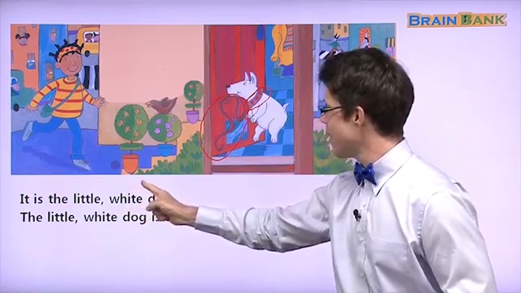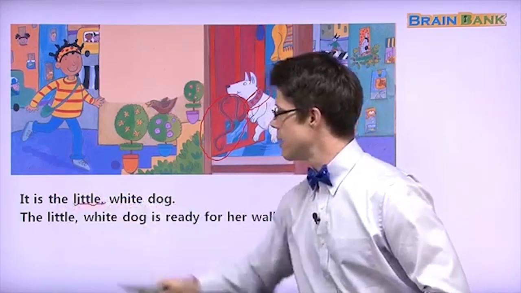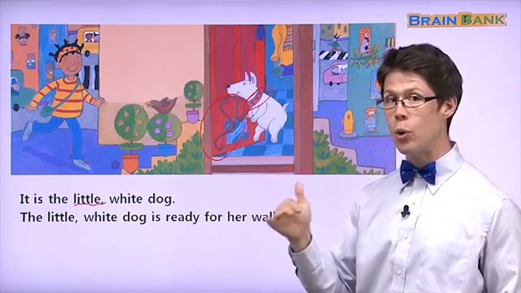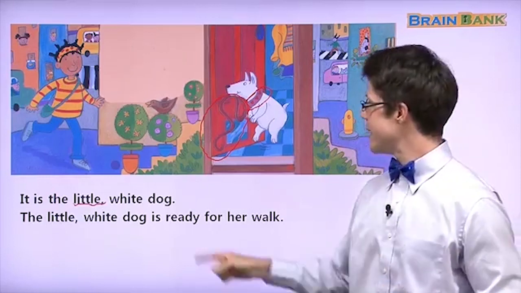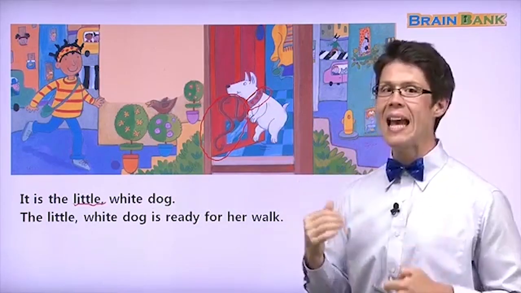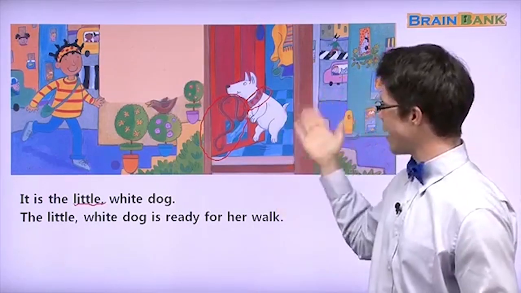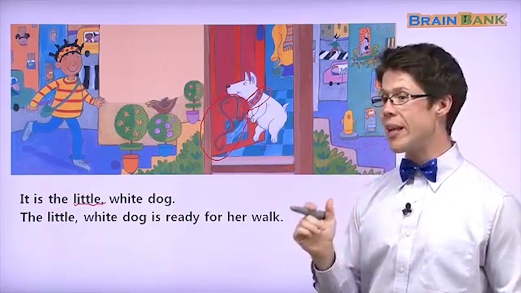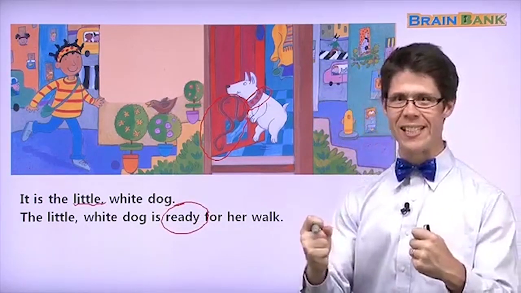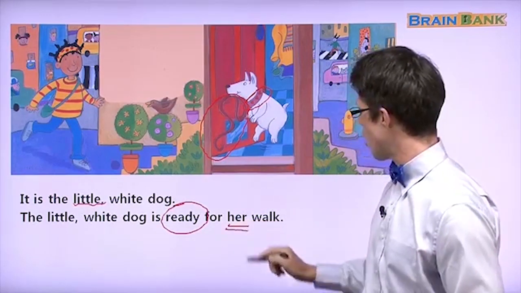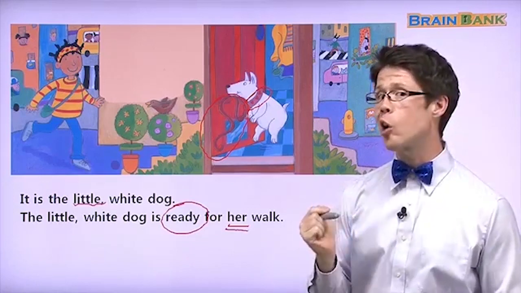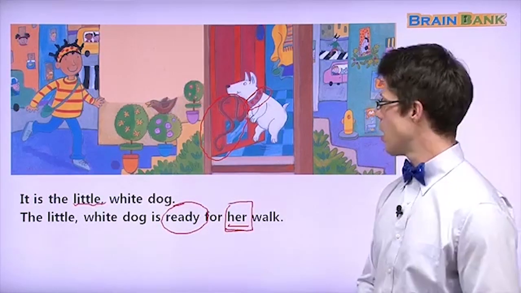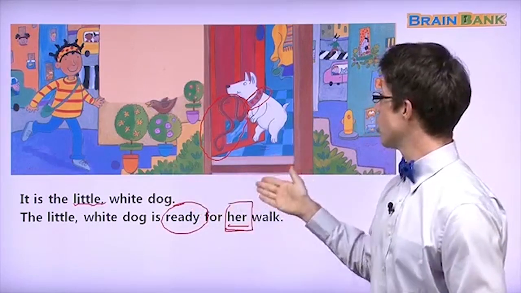It is the little white dog. Little means 작다, 작아요. Small. Little, small, 똑같아요. Okay, this dog is small. It is the little white dog. 작은 하얀 강아지. The little white dog is ready for her walk. 걷기 위해 준비됐어요. I'm ready. Right? Is ready for her walk. Okay. Is it a boy dog or a girl dog? Her walk. It is a girl dog. Yes. All right. The little white dog is ready for her walk.